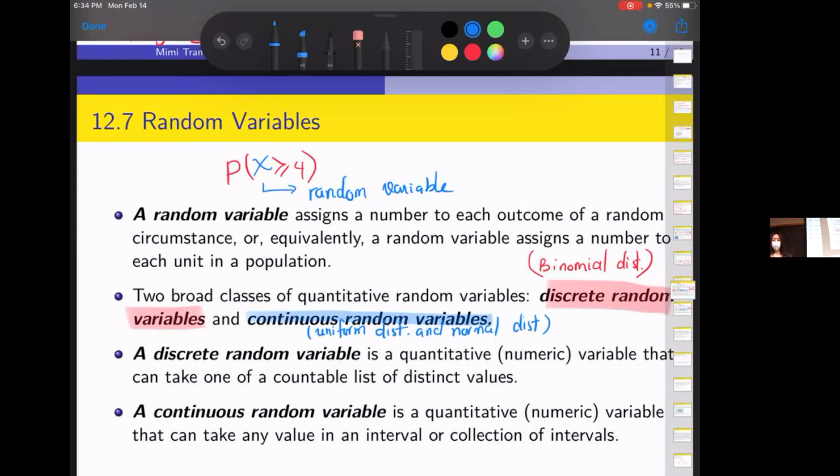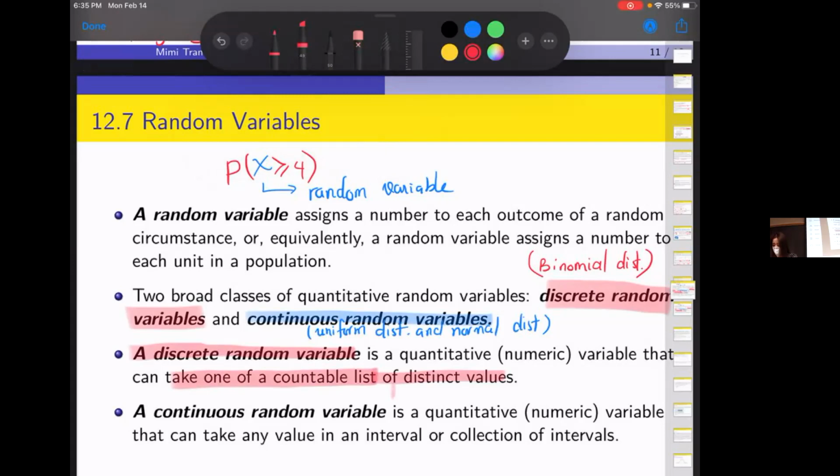So what is discrete? Like the name suggests, discrete means a quantitative numeric variable that takes one of a countable list of distinct values. Count, so 1, 2, 3, 4, 5, 6, etc. All natural numbers. Let me highlight here: a discrete random variable takes one of a countable list of distinct values. Say the number of phone calls you make in a week. You can only count the number of phone calls. You don't have 1.5 phone calls, right?